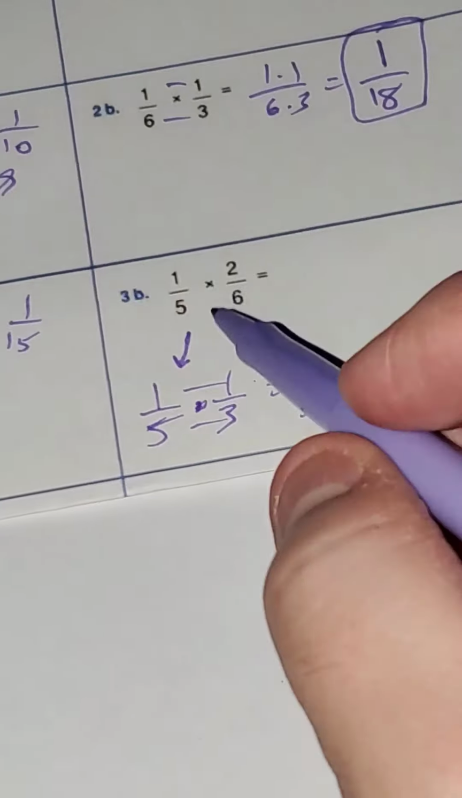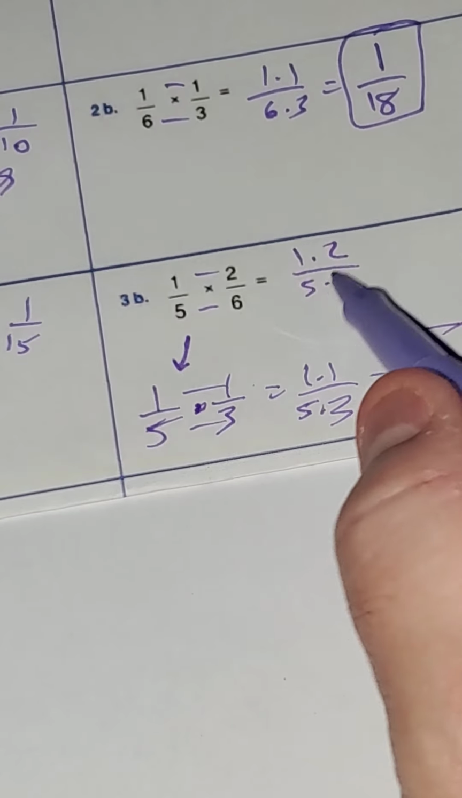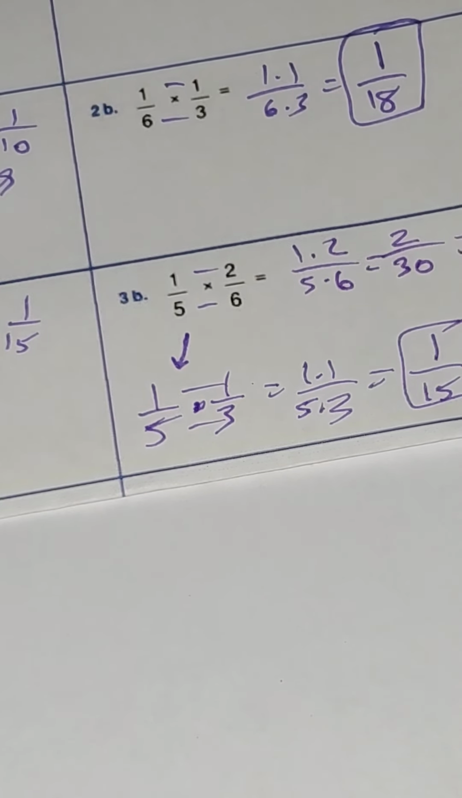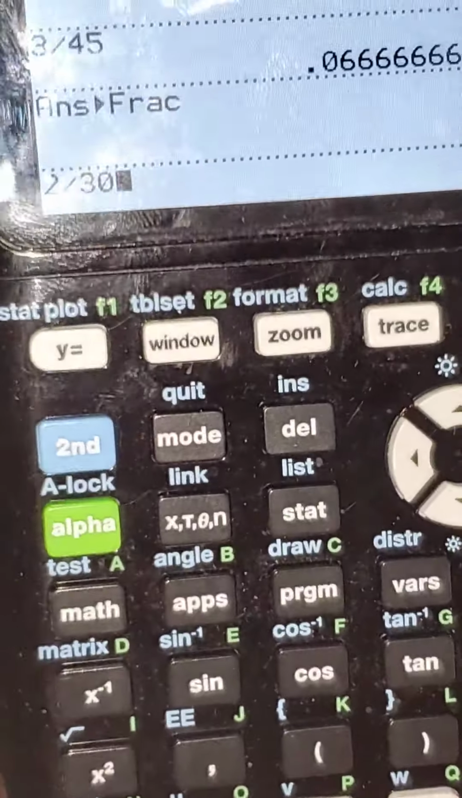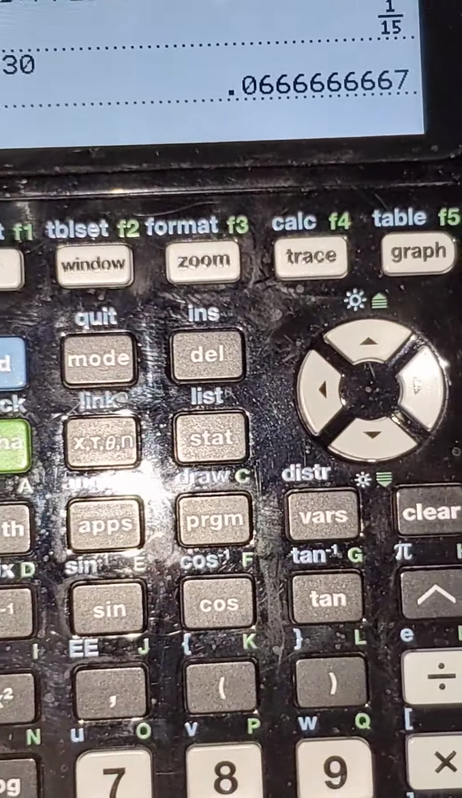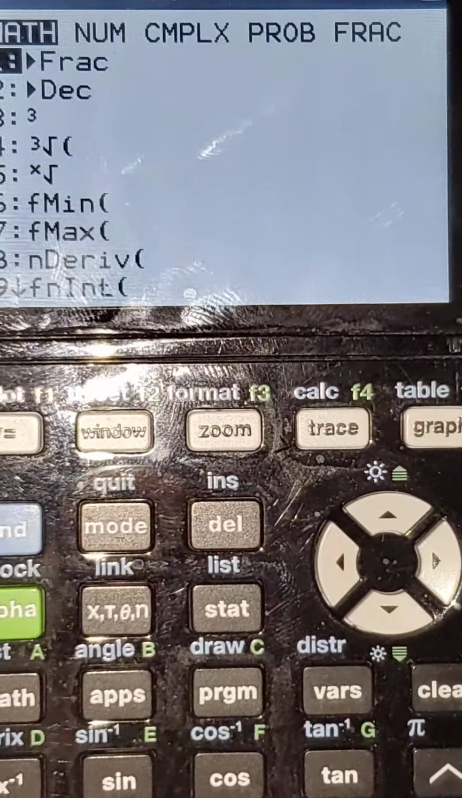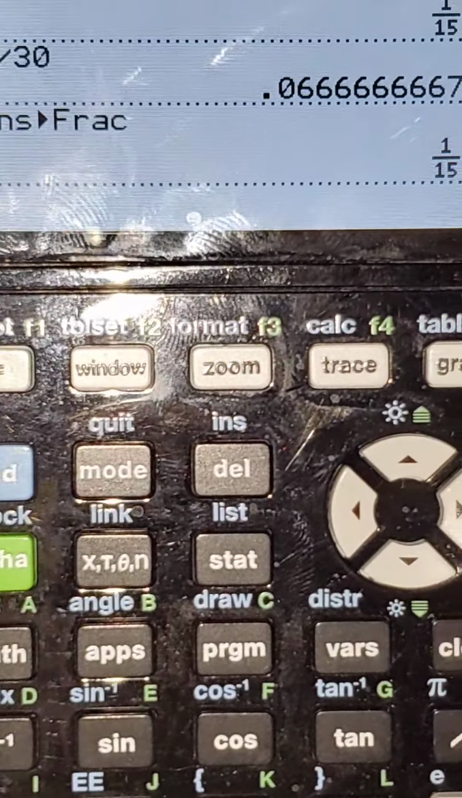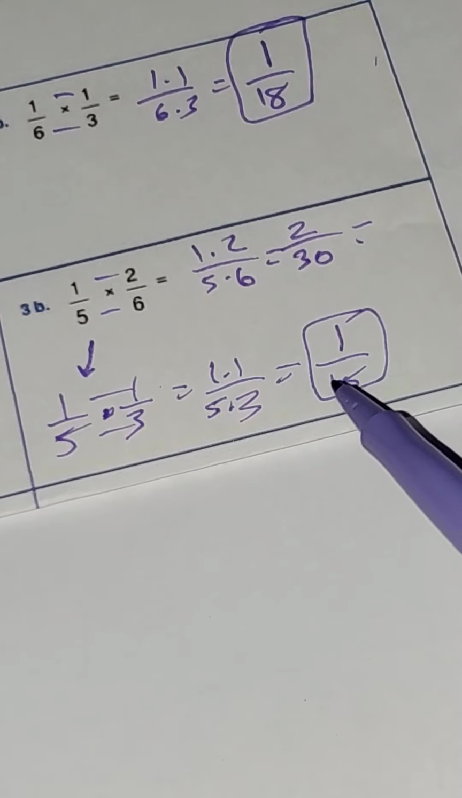The full motion here is, again, 1 times 2 over 5 times 6, which is 2 over 30. You go back to the calculator and do 2 divided by 30, and you can see that that's the same decimal as before. We go back to math, fraction, and enter, and there's the reduced fraction of 1 over 15 again. So that would be your final answer.